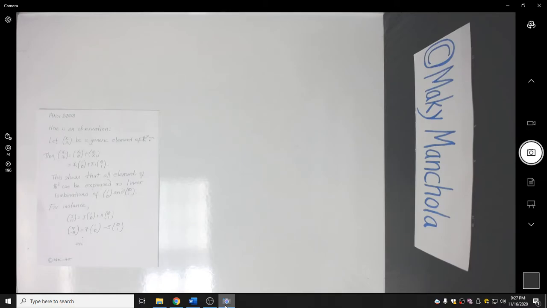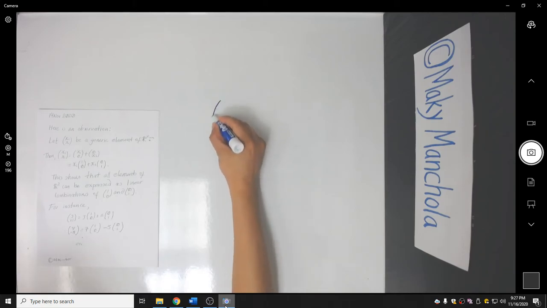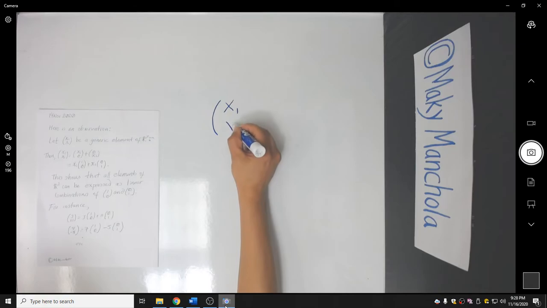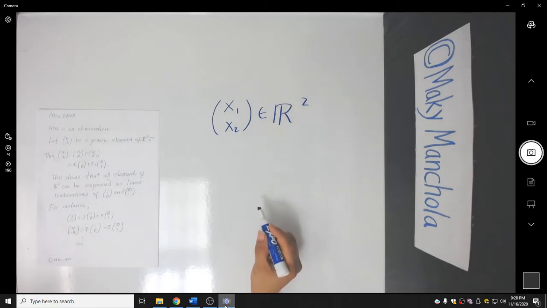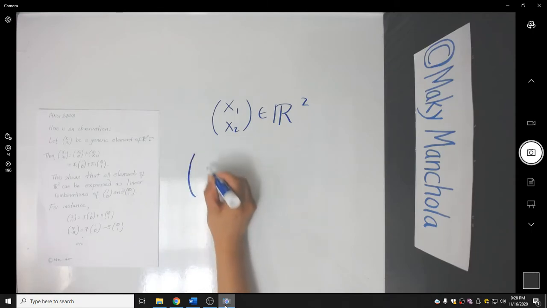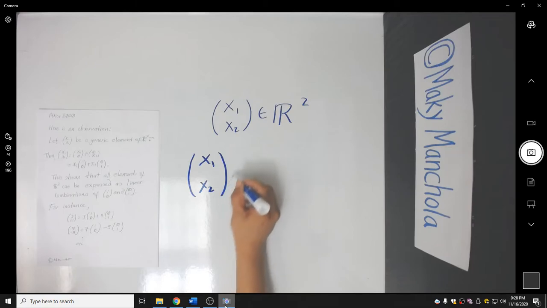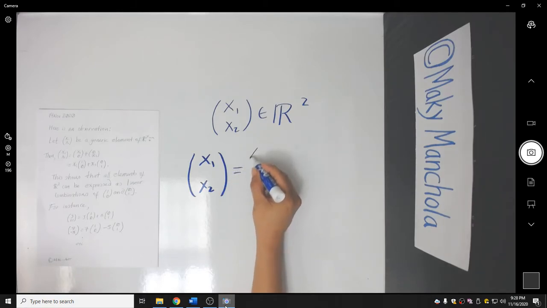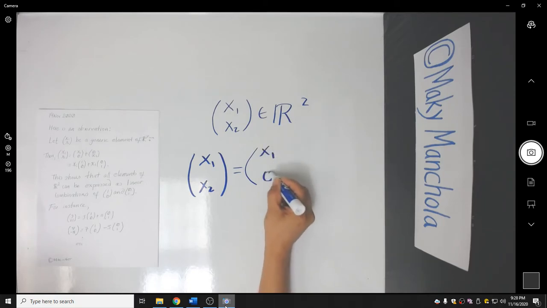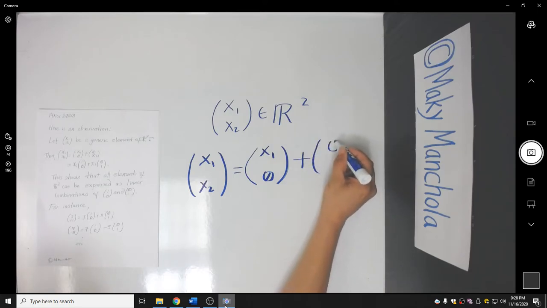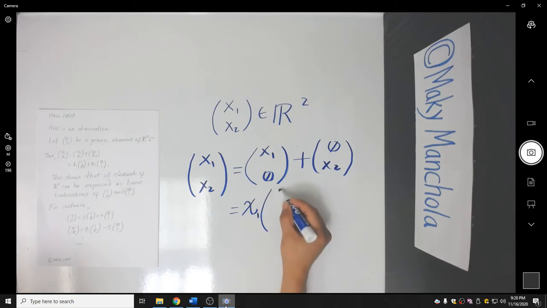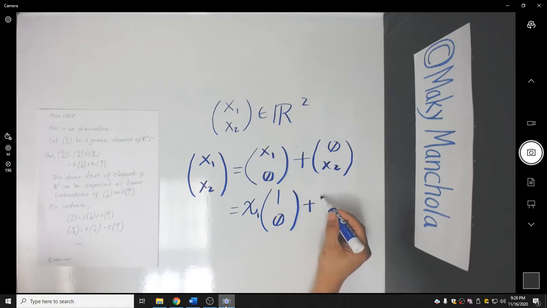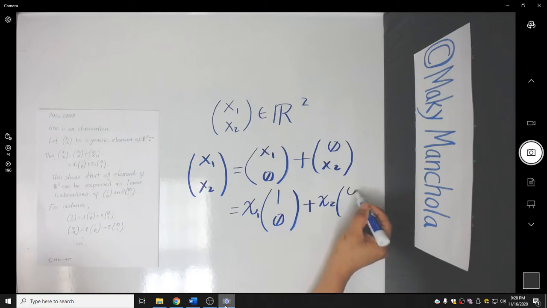Here is an observation. Let x1, x2 be a generic element of R2. Then we can write x1, x2 as the sum of x1, 0 plus 0, x2, which in turn can be written as x1, the scalar product of x1 and 1, 0, plus the scalar product of x2 and 0, 1.